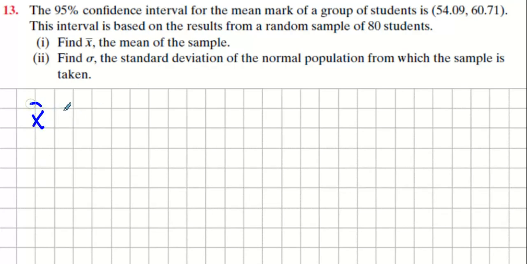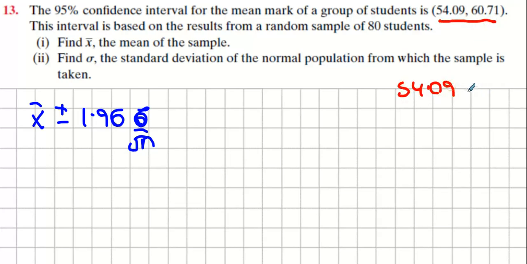It's x bar plus or minus 1.96 sigma over root n. Okay. Now, what's the average of 54.09 plus 60.71 divided by 2? Because the mean is always dead center. So what do we get? 57.4. Okay. So we all know it's 57.4 now.